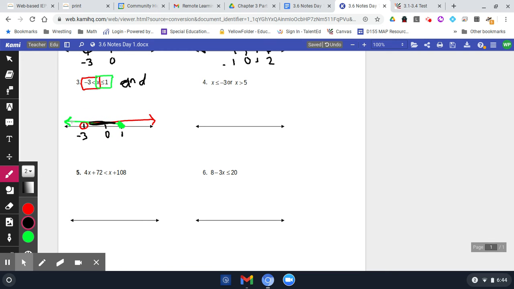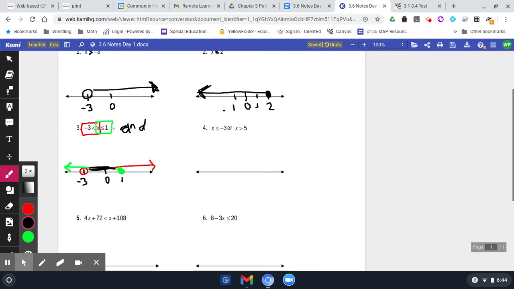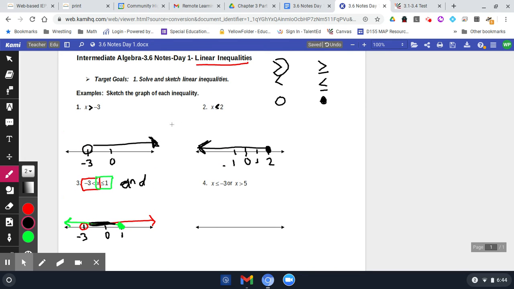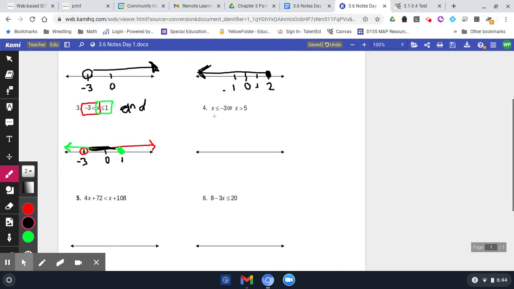So this green line over here would hold true for this side. This red line over here would hold true for this side. But the overlapping part is what holds true for both, for the entire inequality. So that is your answer. We'll practice more of these. Today we're going to practice mostly ones like 1 and 2 on IXL.